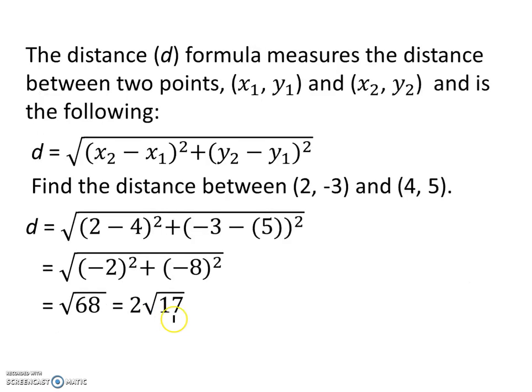Now we're switching over to the distance formula. When we have 2 points x1, y1, and x2, y2, we simply substitute them in this formula. So down here is an example. We have the point 2, -3, and 4, 5. So 2 minus 4 squared is a -2 squared. A -3 minus 5 more is a -8, and we square that. We end up on the inside with the square root of 68, which can be reduced to 2 times the square root of 17.